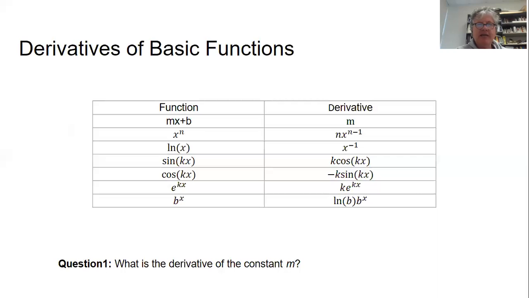For example, the derivative of a straight line is just the slope. We've got the power law, the derivatives of log, sine, cosine. Okay. So, last module, I asked you what was the antiderivative of the constant m. This time, the first module question is, what is the derivative of the constant m?